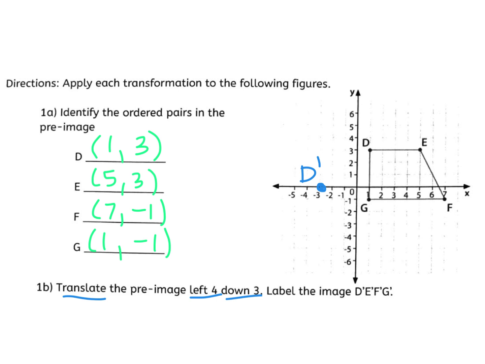Okay, point E, I'm going to go left 4. So 1, 2, 3, 4, down 3, 1, 2, 3, right here, and I mark it E prime. Okay, moving on to G, we're going to go left 4, down 3, and mark that G prime. And then point F, left 4, down 3. Right here is F prime.